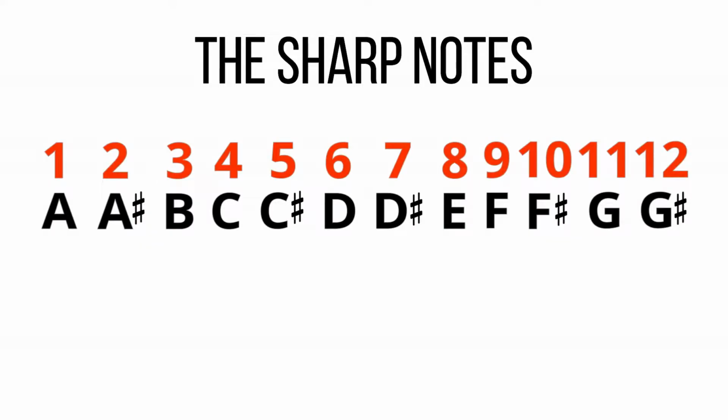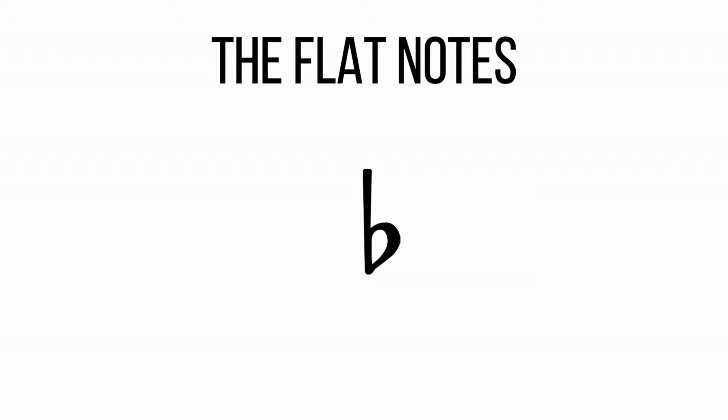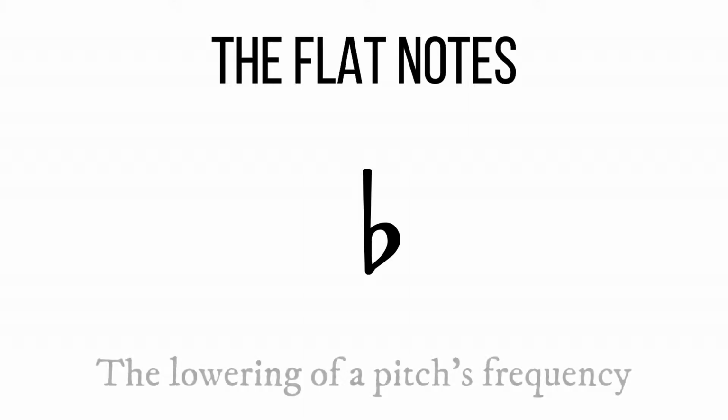Now, if we count the natural and the sharp notes together, we already have the 12 notes of the chromatic scale. So you're probably wondering how the flat notes fit into the picture. In music, the word flat denotes the lowering of a pitch's frequency. In other words, just the opposite of what the word sharp means. Once again, let's take a practical example so that you can hear this in action.